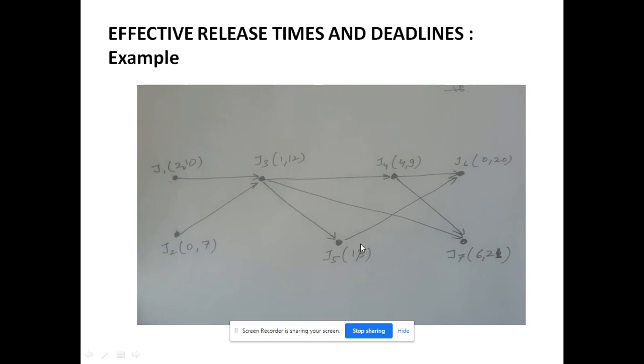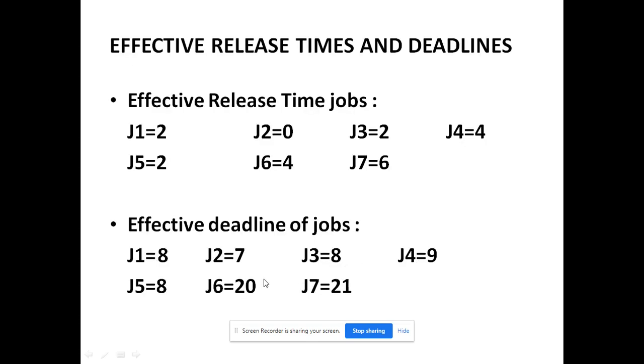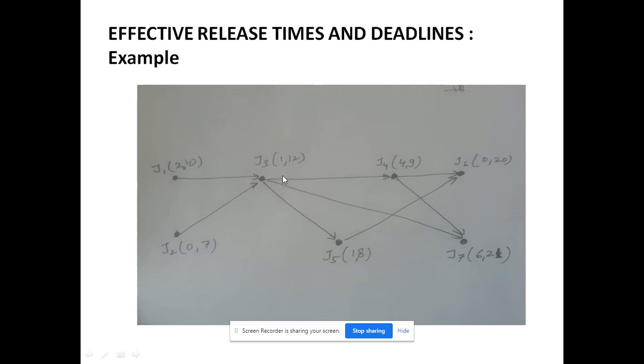For J5, its given deadline is 8 and J5 has only one successor, J6. The effective deadline of J6 is 20 and the given deadline of J5 is 8. So the minimum value is 8. So the effective deadline of J5 is 8.